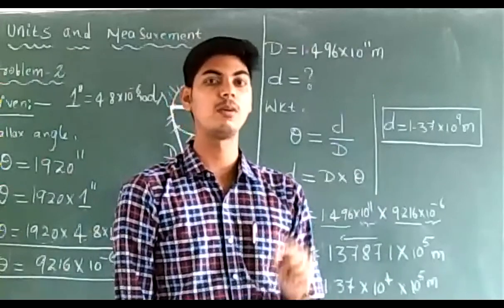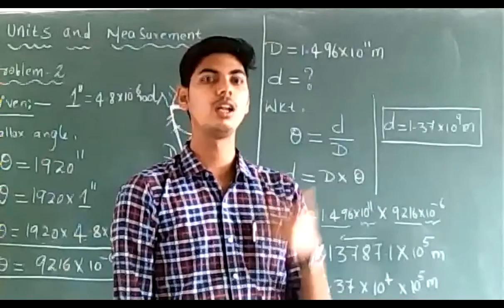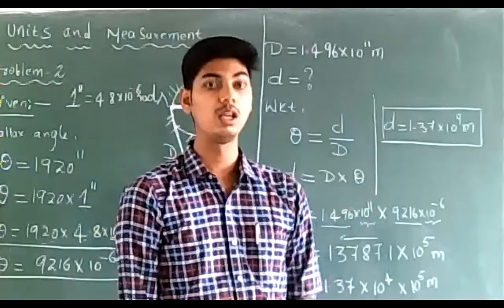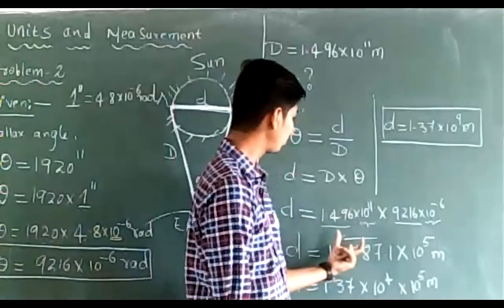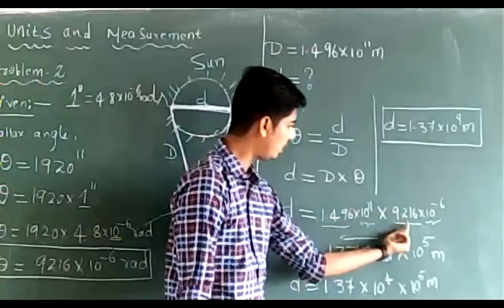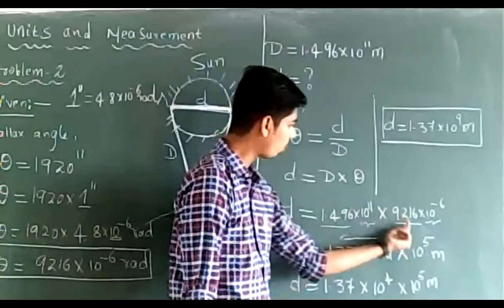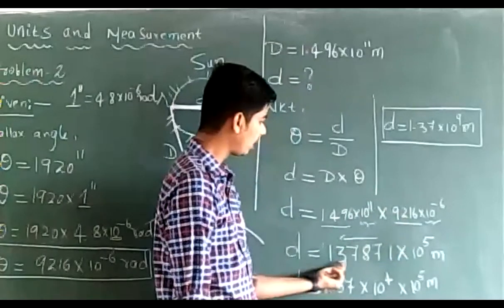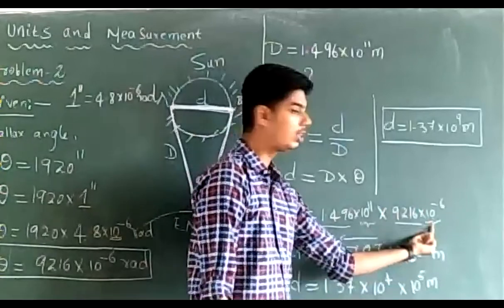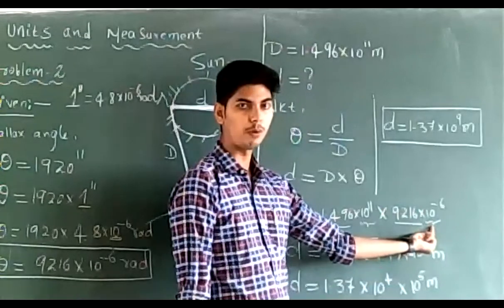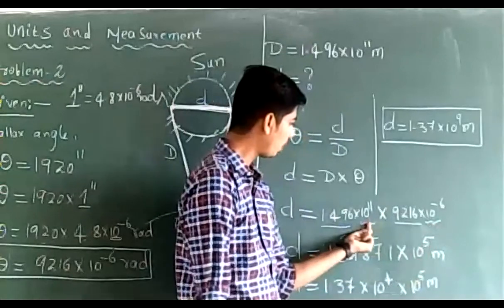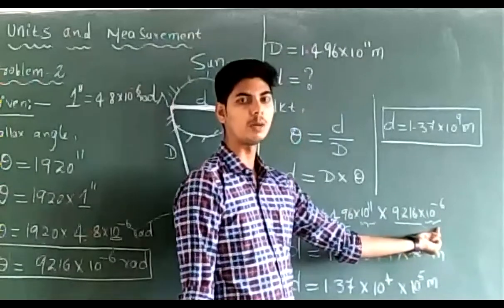You must remember some of the standard values, like what is 1 degree in radian, 1 minute in radian, 1 second in radian, right? And you must know the law of indices. When calculating, we calculate these two numbers and multiply them. 1.496 into 9216 will be 13787.1 into 10 power 11 into 10 power minus 6. 10 power 11 into 10 power minus 6 is 10 power 5. A power m into a power n is a power m plus n. Right?